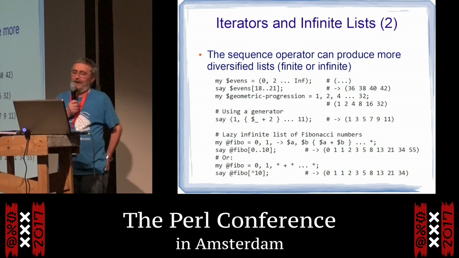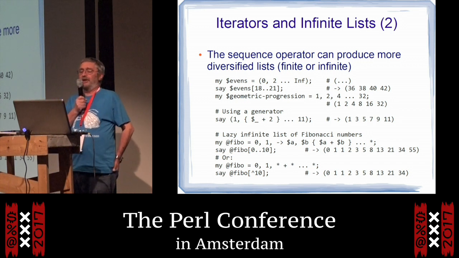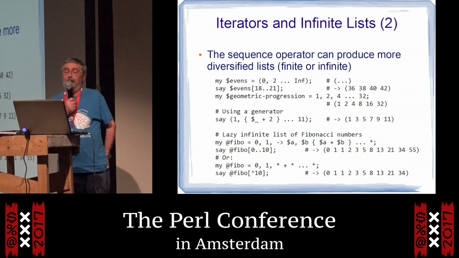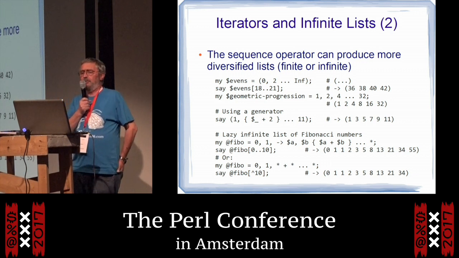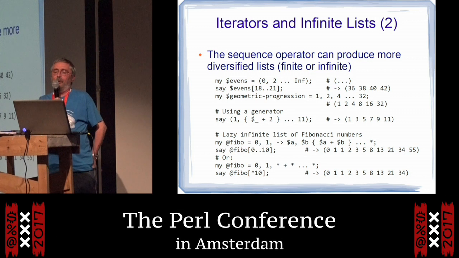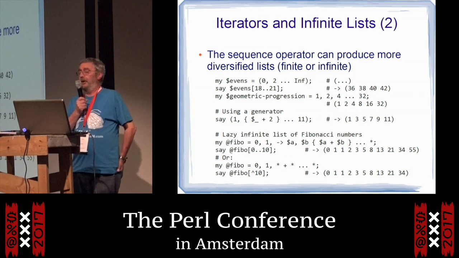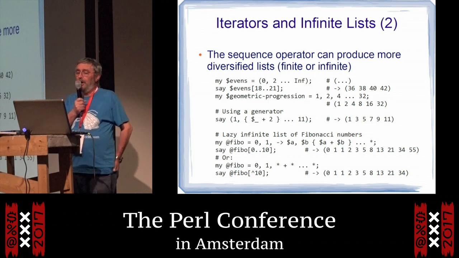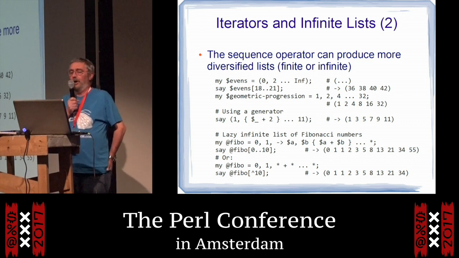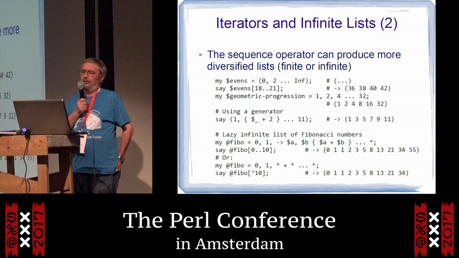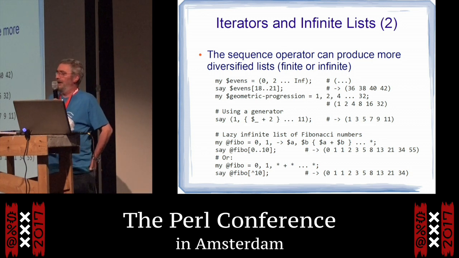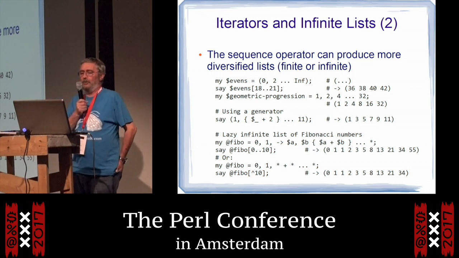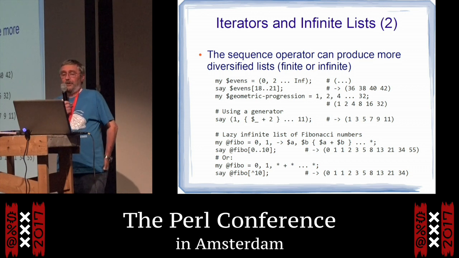Another thing it can do is, if you're providing three values instead of two for the start of the list, and here my geometric progression equals 1, 2, 4, dot, dot, dot, 32. Perl will look at that and see, oh, 1, 2, 4 looks like a geometric progression, so the next number should probably be 8, and then 16, 32, and so on. So it will create a list in the geometric progression.